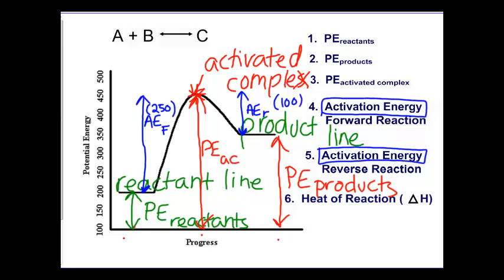So there's 2 activation energies. They start at the flat lines, and they go to the top of the hill. If it's the forward, it starts at the reactant line and goes to the top of the hill. If it's reverse, it starts at the product line and goes to the top of the hill. So activation energies do not touch the axis. The only thing that touches the x-axis are your potential energies, right?